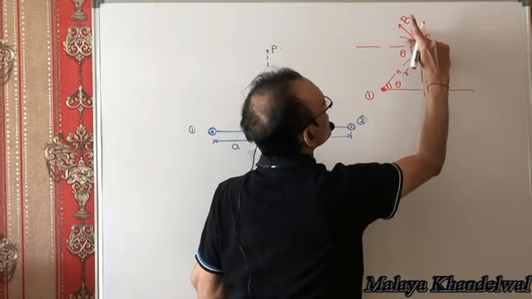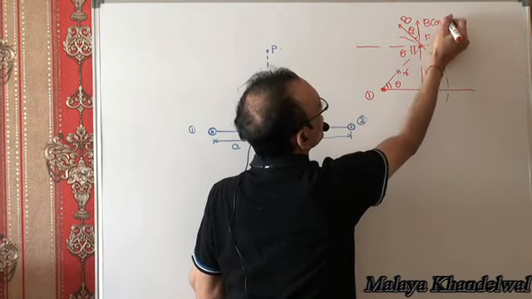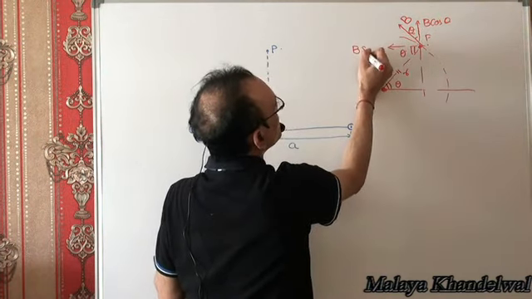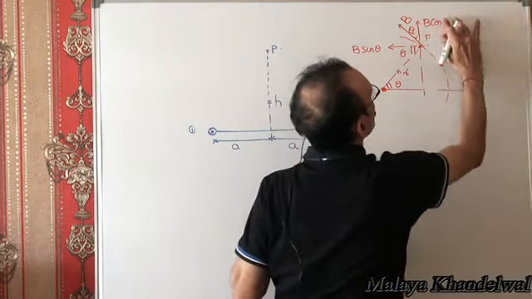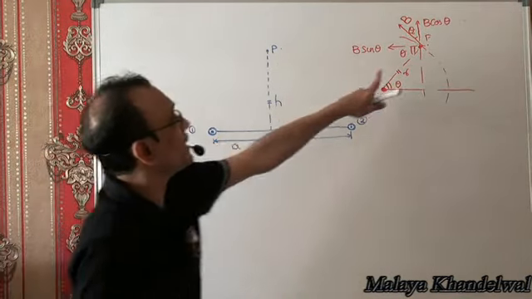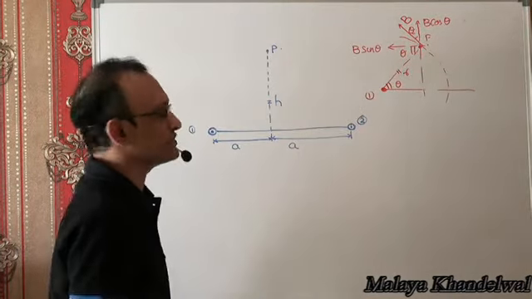So B could have been resolved as B cos theta upwards and B sin theta horizontal. B cos theta upwards and B sin theta horizontal. Right? That's the field at P because of 1. B cos theta upwards and B sin theta leftwards.